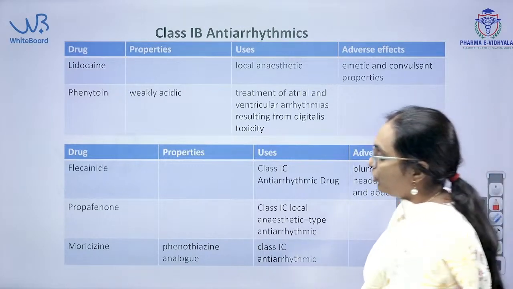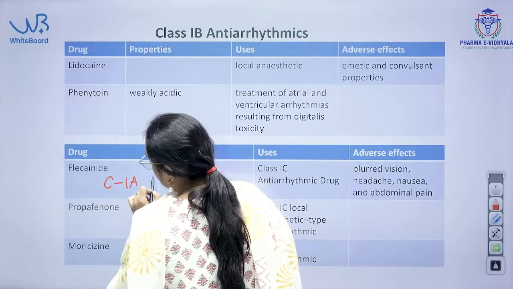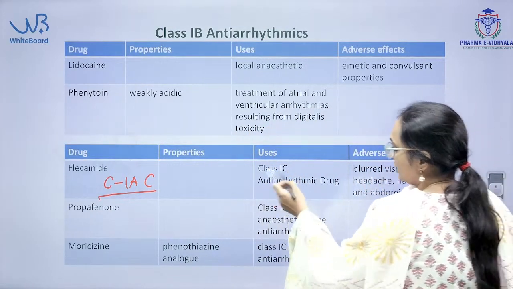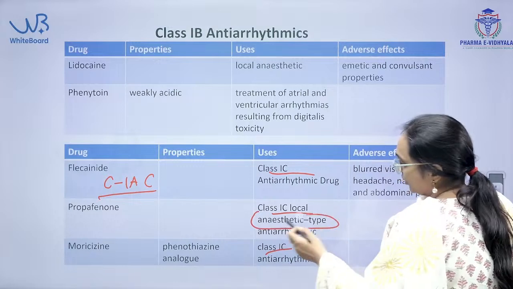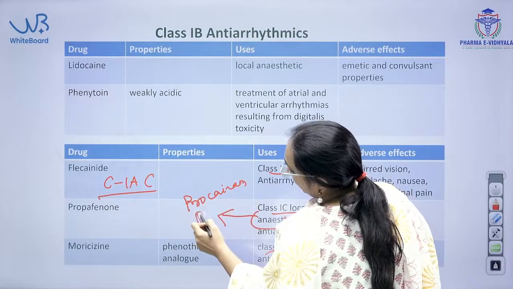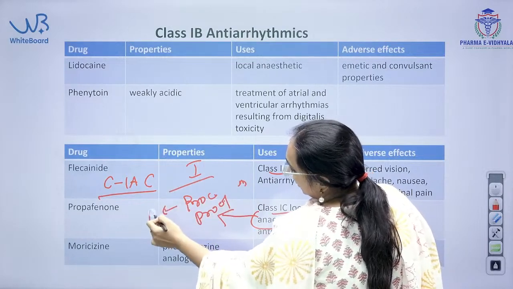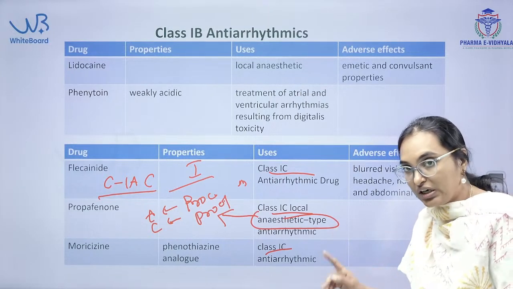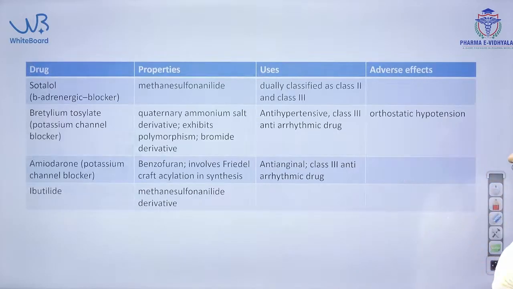Next, flecainide, propafenone, moricizine: class 1C drugs. Anesthetic drug, propafenone. Procainamide is also an anesthetic. Both are class 1 only; one is A, one is C. Procainamide is class 1A anesthetic, propafenone is class 1C antiarrhythmic with anesthetic action. Blurred vision, headache, nausea and abdominal pains are flecainide side effects.